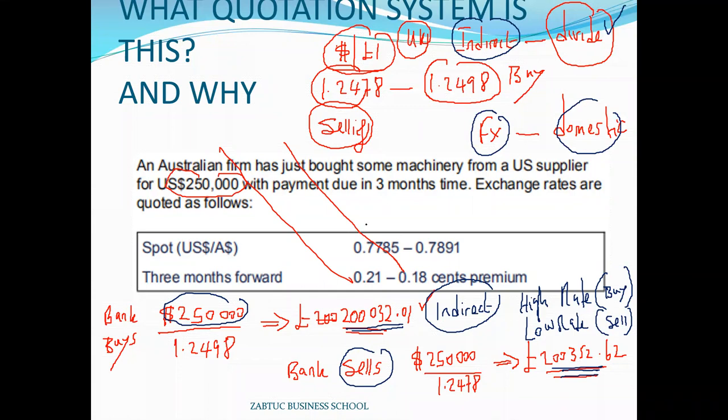In the direct quotation, it's different. When you want to find the value of $1,000, what are you going to do? Multiply. These are some of the things we want you to pick. Once you pick these basics, the questions will not trouble you a lot. So these must be on our fingertips.